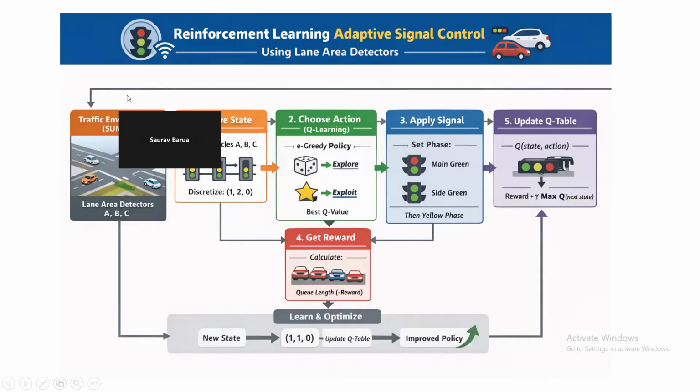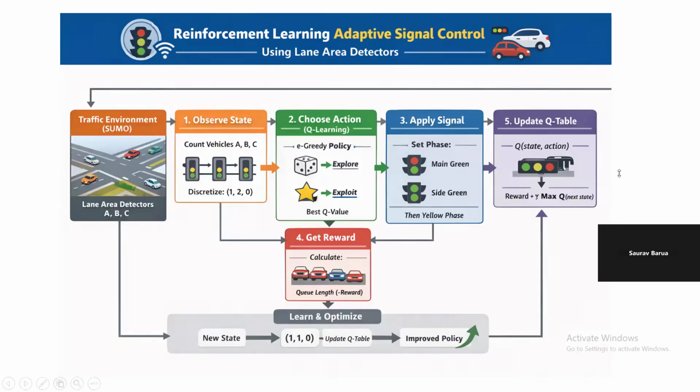This is my reinforcement learning flowchart. If we look at it, as I mentioned, firstly there is the traffic environment SUMO and the lane area detectors A, B, C grouped together. Then observe the state using the count of vehicles from the A, B, C groups and discretize into 1, 2 or 0 state. Then choose action.